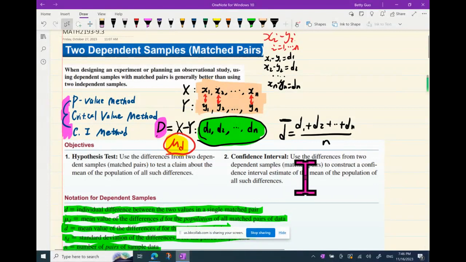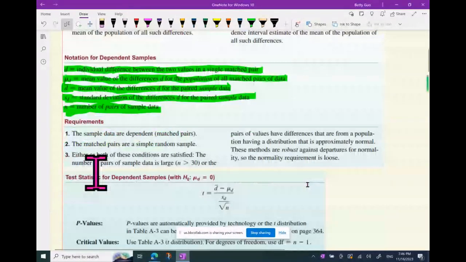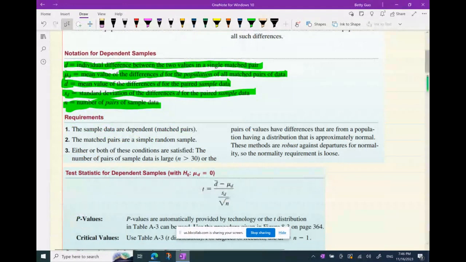So let's see what requirements the sample has to meet in order for us to be able to apply those methods. Okay, the requirements include 3 requirements. The first one, the sample data are dependent matched pairs. Very important, matched pairs. Second requirement, the matched pairs are a simple random sample.